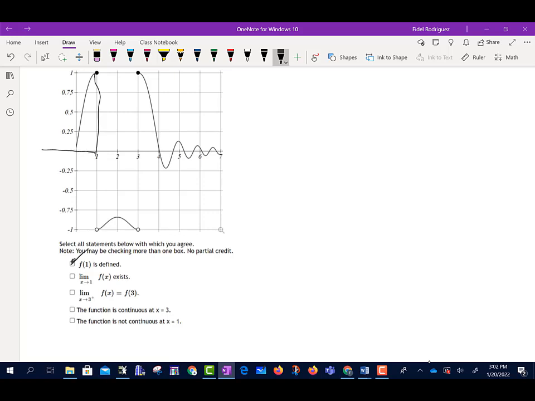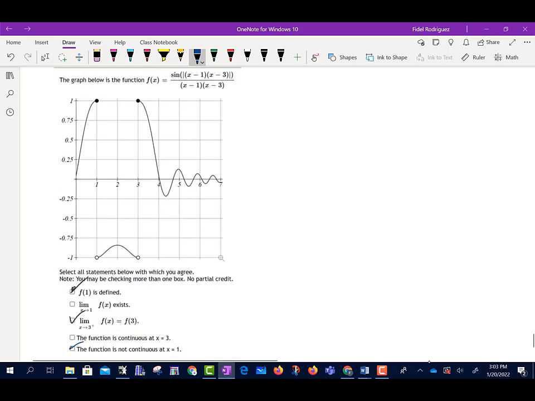Well, the limit from the left exists and the limit from the right exists, but they're not the same. So I'm not checking the second one. Okay. Does the limit as x approaches 3 from the right, is that the same thing as f of 3? So f of 3 appears to be 1, and as I take the limit as I approach 3 from the right, it's also 1. That one is true. Okay. So let me clean up my little mess that I've done here. Okay. Is the function continuous at 3? No, it isn't. It's not continuous at 3. The function is not continuous at x equals 1. That is true as well. So those would be the 3 boxes that I would check on this particular problem, okay?